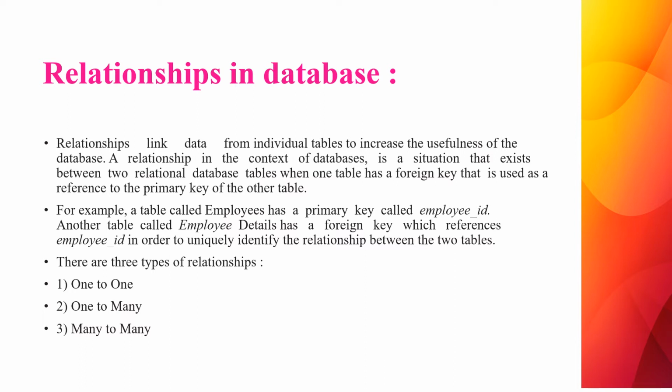The relationship in these tables is known as one-to-one. Based on that, there are three types: one is one-to-one, second is one-to-many, and third is many-to-many. So let's see what is a one-to-one relationship.